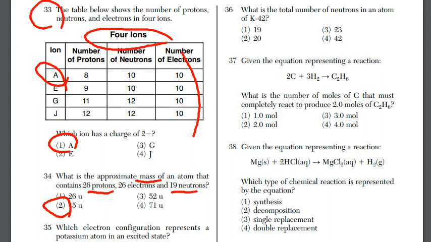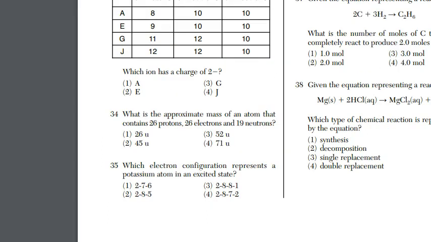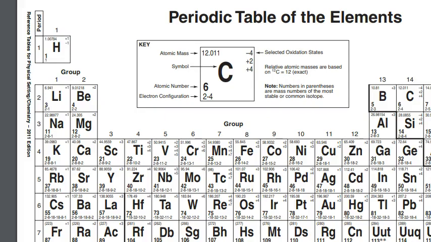All righty. Question 35. So we're asked to figure out the electron configuration for potassium atom in the excited state. Potassium, the symbol is K. If you don't know that, go to reference table S. On the periodic table are all of the ground state electron configurations. So let me show you what I mean, and then we'll come back.